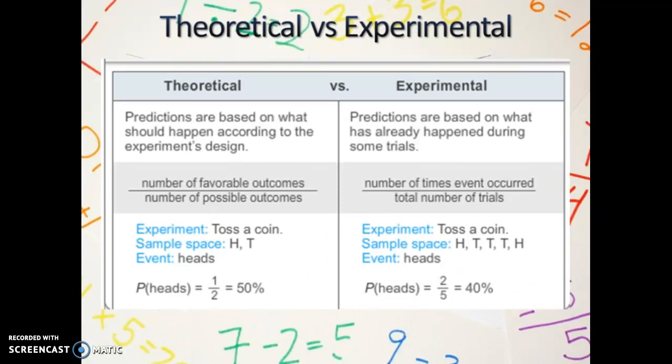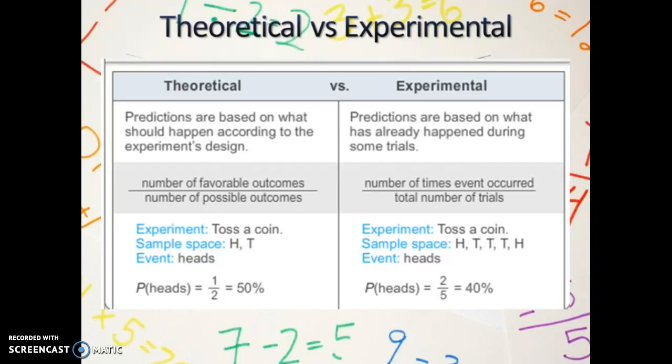So again, theoretical is predictions based on what should happen according to an experiment's design. So your favorable outcomes over your total possible outcomes. For flipping a coin, that would be heads and tails, or 50%.